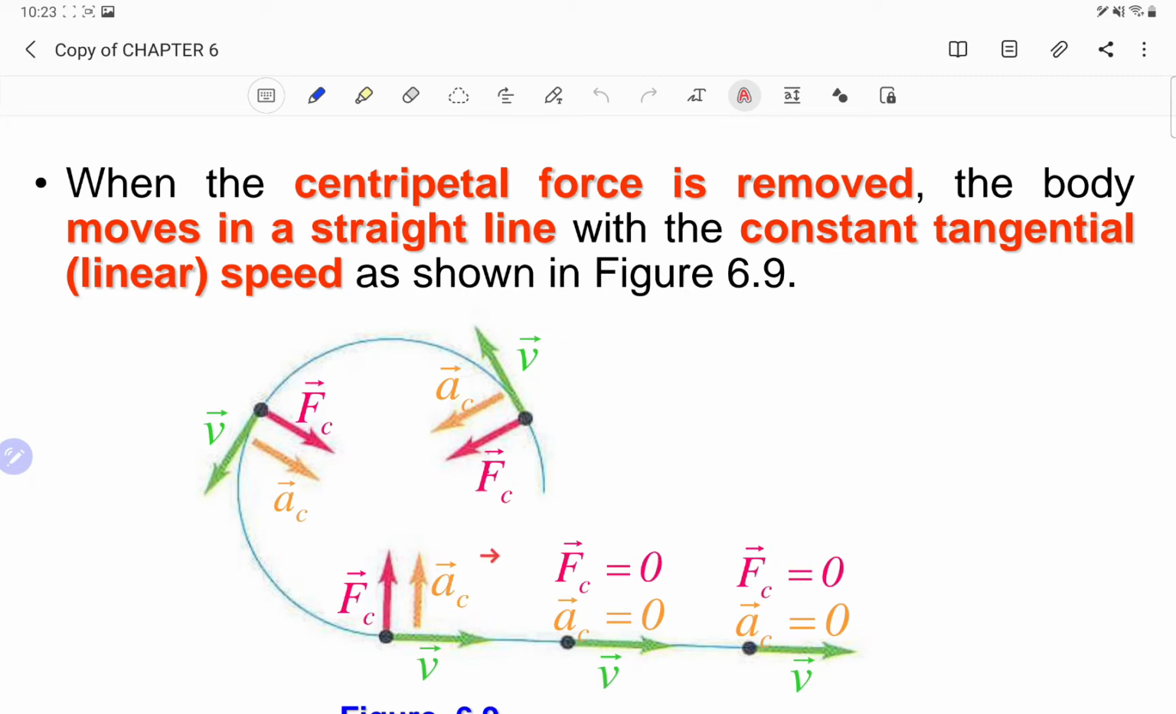Okay, for example, if we are using a string to make a vertical circular motion, and suddenly the string snaps, tali itu putus, jadi this object will continue moving in a straight line di bahagian mana dia putus lah. Okay, so it moves in a straight line following the direction of the linear tangential velocity. Okay, let's say kalau dia putus kat sini, ini adalah direction objek tersebut lah, in a straight line.